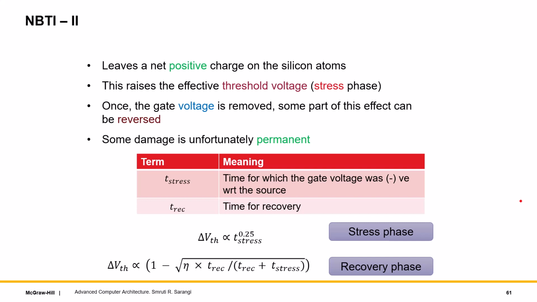So what would happen is that, as we have seen, the positive charge because of the silicon atoms. So if this is the substrate and these are the regions, there's a net positive charge over here. This is the SiO2 layer. So once you remove a gate voltage, what will happen is that of course this will go back, but this phase is known as the stress phase, right?